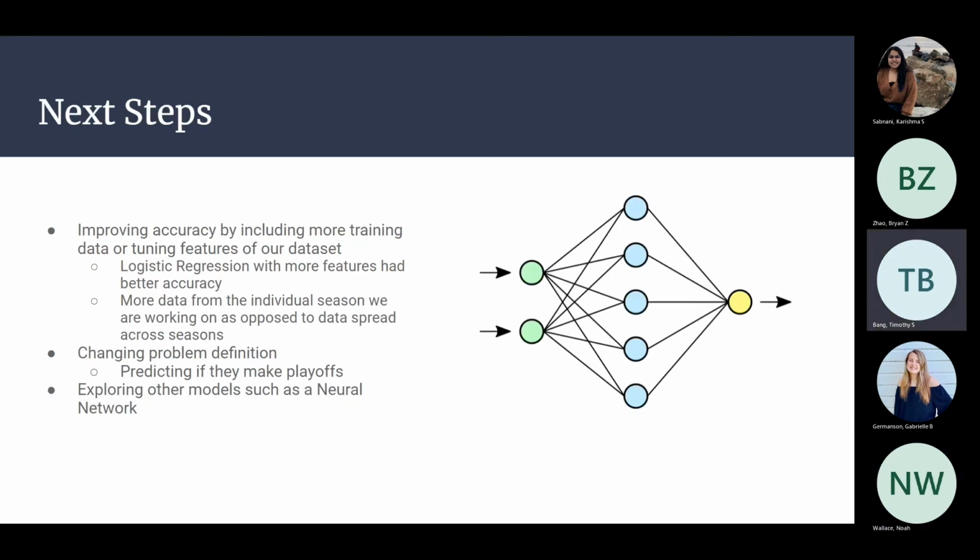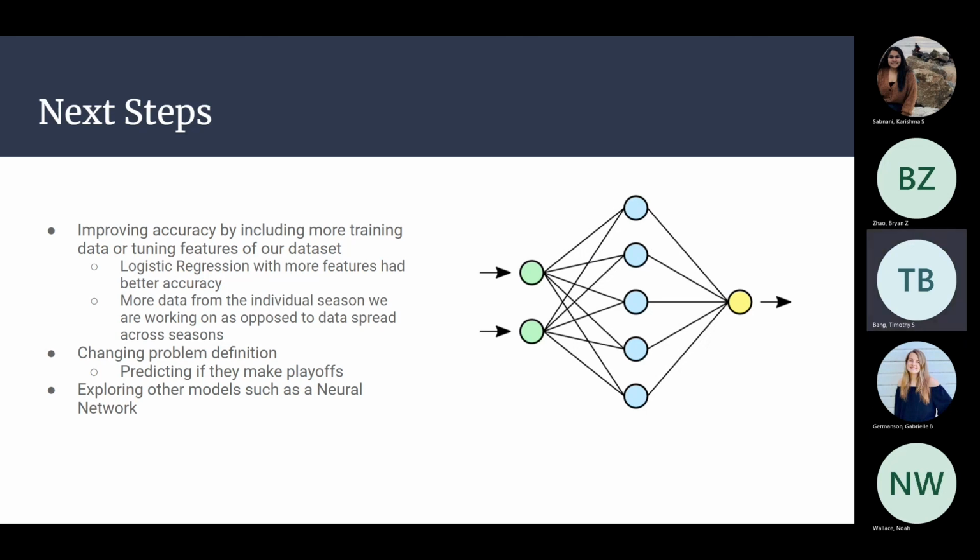Looking back on our project, we believe that our accuracy could be improved with more training data and tuning the features in our dataset. By introducing new features that are helpful to our model and removing features that are just noise, we can improve our accuracy across the board. When it comes to having more training data, we recommend introducing more data from the season we are predicting on, as opposed to data spread across multiple seasons.